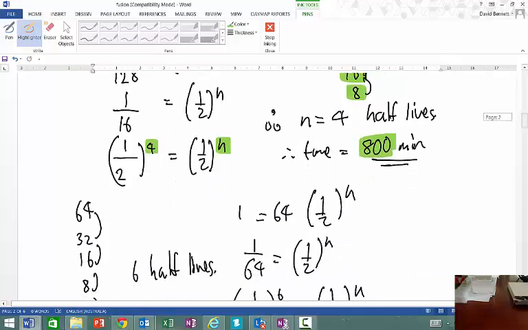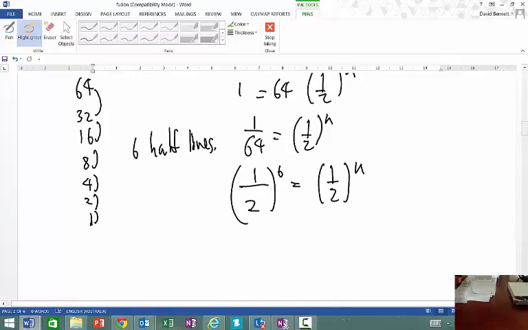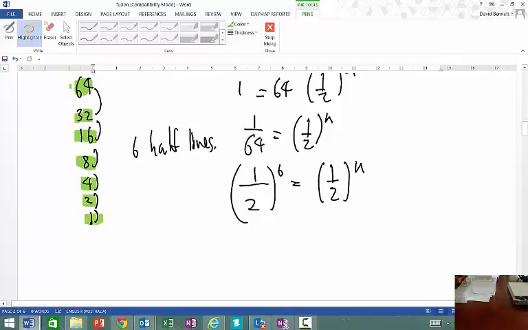Alright, so if we did the same sort of thing, if we started with 64 getting down to 1, that would be in fact equal to 6 half-lives. Okay, looking at that scenario. So you can either do it this way here, looking at multiples of, you can look at how many half-lives it is, or you can use the formula as I've shown you here.